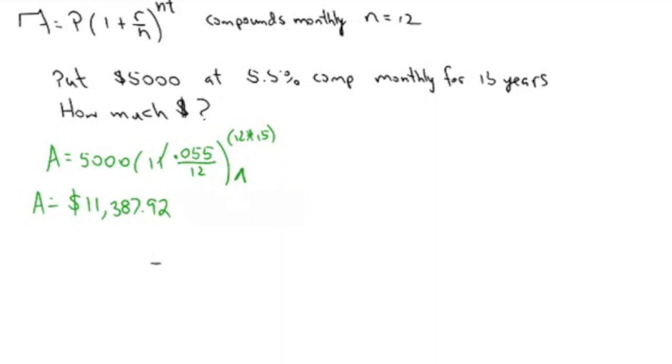How much of it is from interest? The amount of interest earned is the difference between those two numbers.